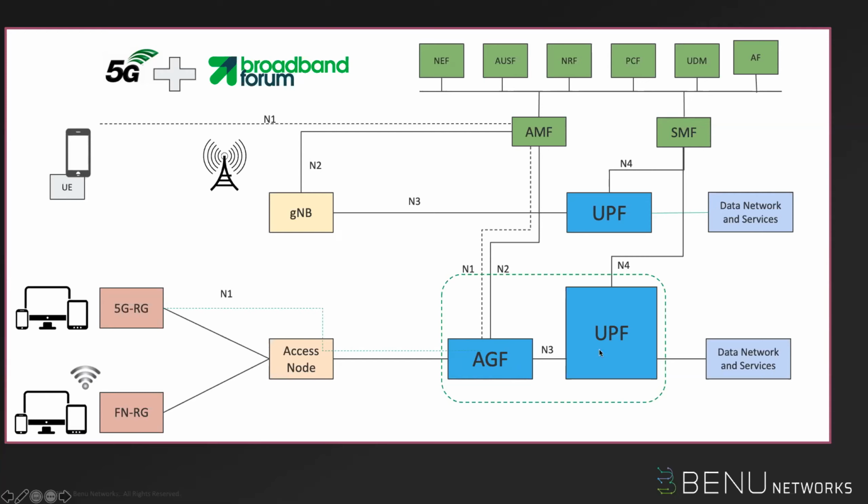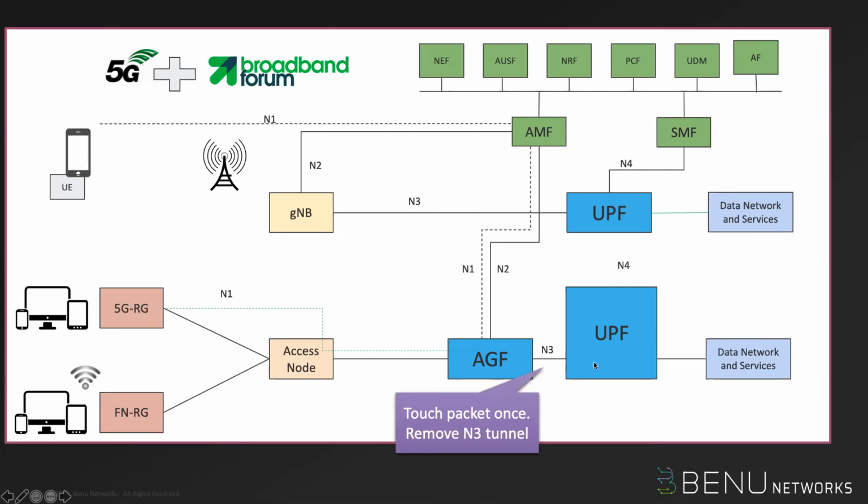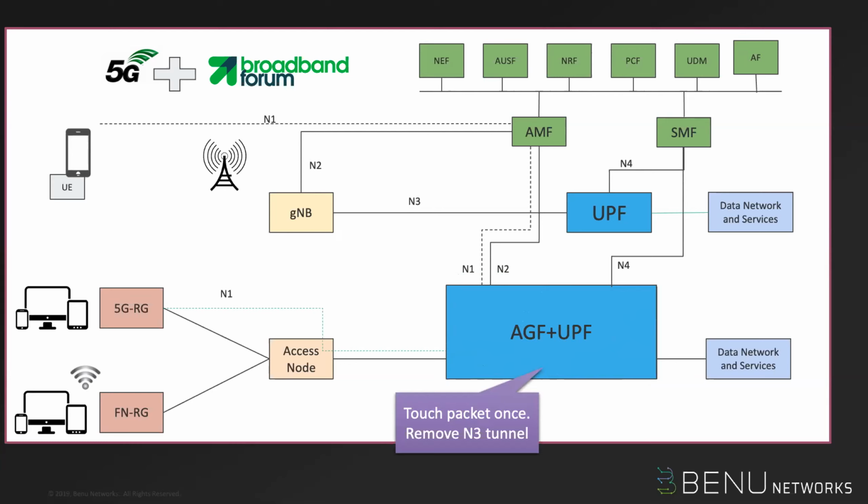Now, the requirements for the UPF for fixed line are different from the UPF for the mobile network side because of throughput, the edge cost needs, and all the MPLS and enterprise routing that the BNGs already have. So what we believe is the best of breed UPF for mobile may not be the best of breed for the fixed line side. Eventually, we do see these two merging together, the AGF and UPF coming together. It does help, as there's no need for an N3 tunnel in between the two, especially if they are running in the same location. Touching a packet only once can definitely reduce the overall core requirements and the CPU power requirements.